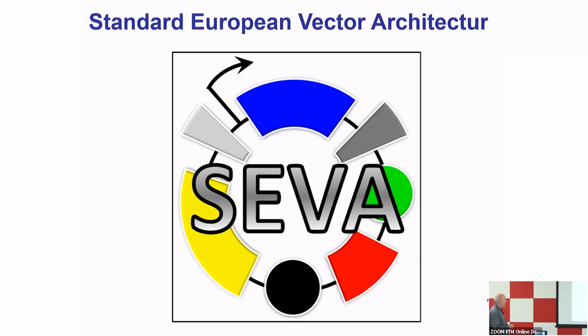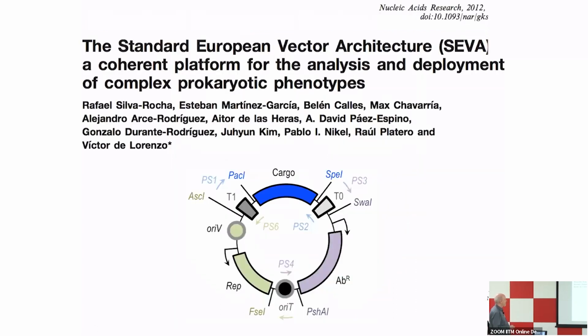Standard European vector architecture. So what do we mean by that? I'm sorry that we have this kind of chauvinistic name here, European, but we put it there just because it sounded more euphonic, you know, the SEVA sounded good. Okay, so this idea started 10 years ago, and the idea is the following.